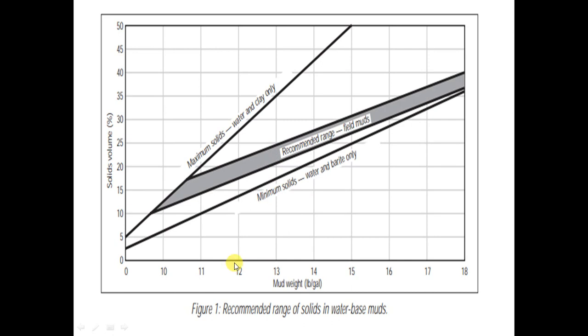For example, for the 12 ppg water-based mud, the solids can be plus or minus 20 or 17 or something like this. It can be in this range. The 14 is more than that, and the 16 is more than that, and finally the 18 is more and more. So take care why we are talking about this.